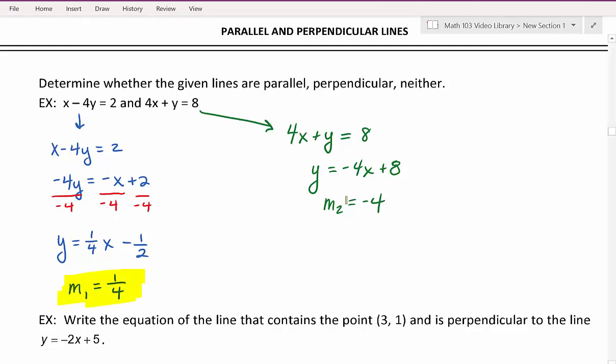Well, now let's compare. Our first slope is positive 1/4. Our second slope is negative 4. These slopes are opposite reciprocals. It may help to put the whole number over 1 to see that it is in fact the reciprocal. Since we have opposite reciprocals, this tells us that these two lines are perpendicular.